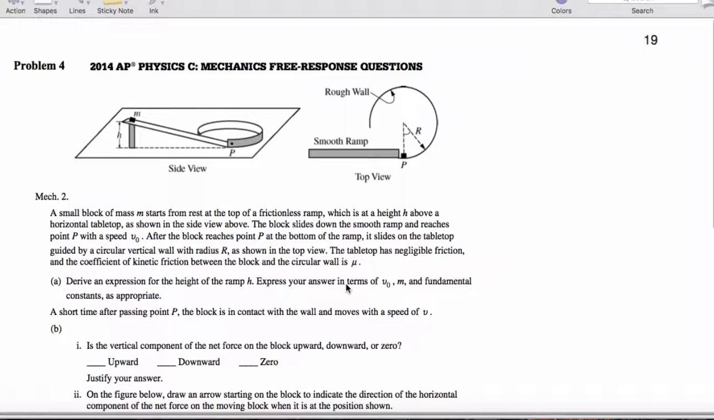So here's the thing. I want to just kind of explain what this problem is about. You're looking at this from above. This little mass goes down this ramp, and then it goes in a circle around this wall here. Basically, it's like you're flipping this cardboard up, like this, so that you're looking at it from above and seeing what's going on here.